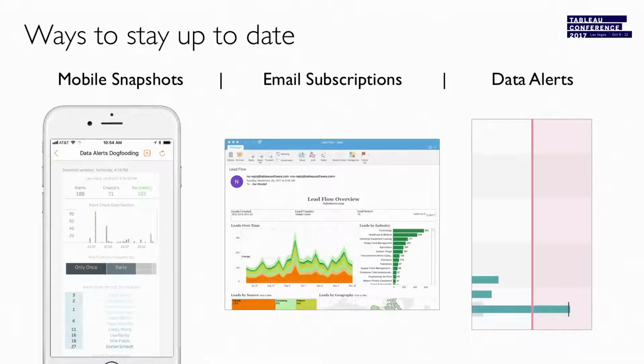Data-driven alerts are a little bit different than subscriptions. The way subscriptions work, they have that regular cadence. They send it to you at a specific time. You set a schedule. Data alerts isn't like that. It only sends you email when you need to know. So that way, they're less likely to be ignored.